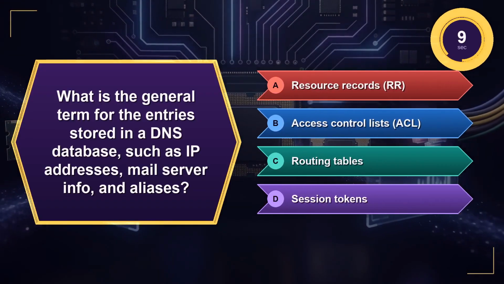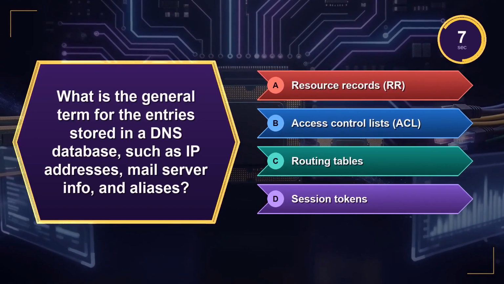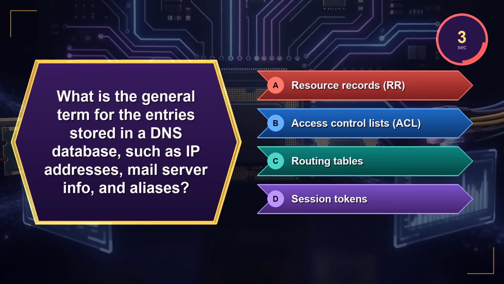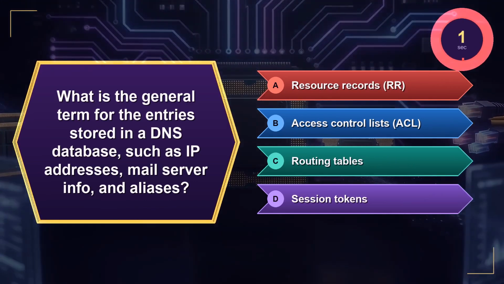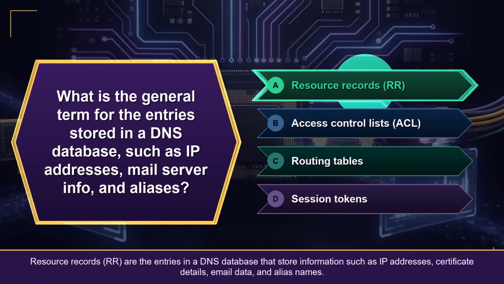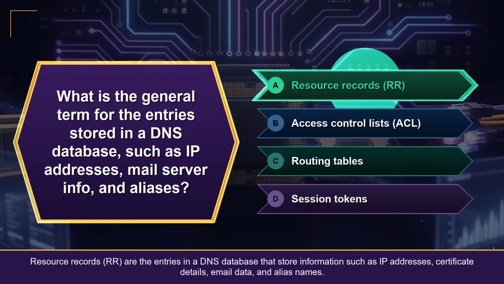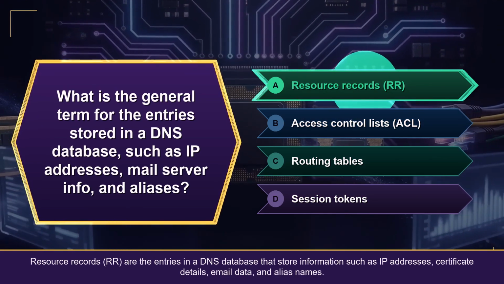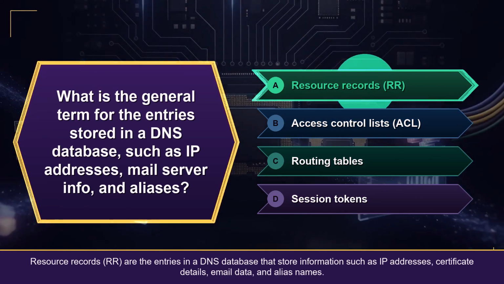What is the general term for the entries stored in a DNS database, such as IP addresses, mail server info, and aliases? Resource records, RR, are the entries in a DNS database that store information such as IP addresses, certificate details, email data, and alias names.